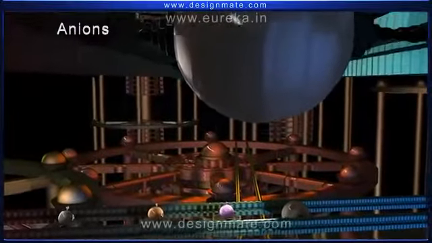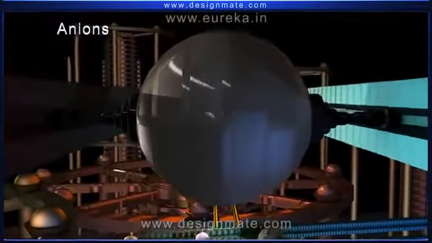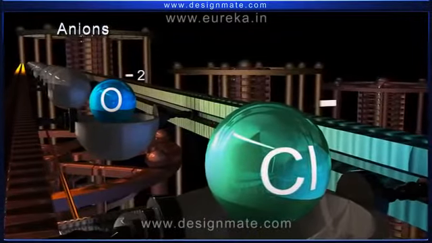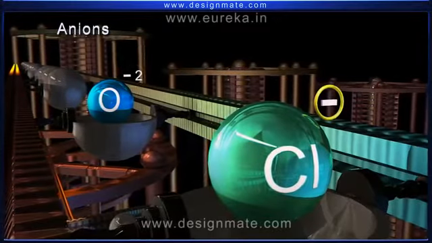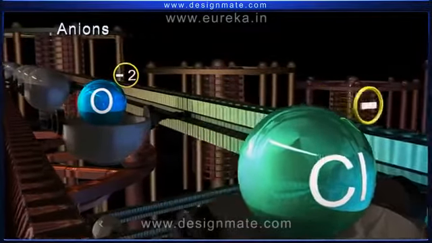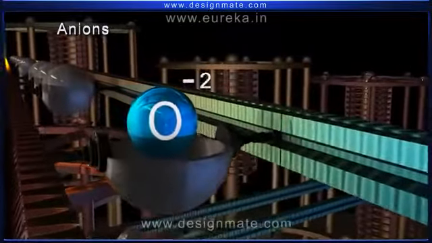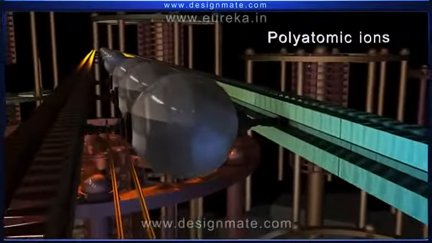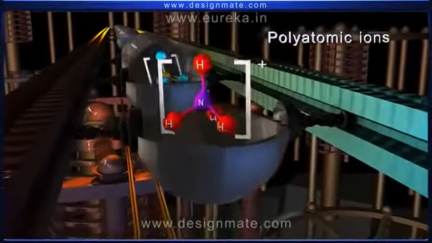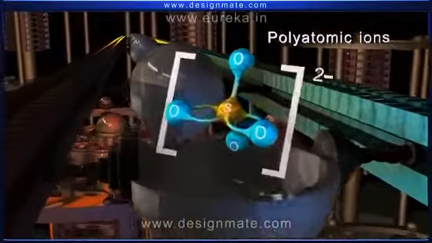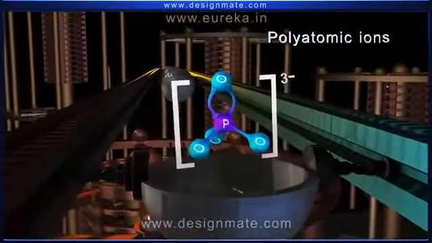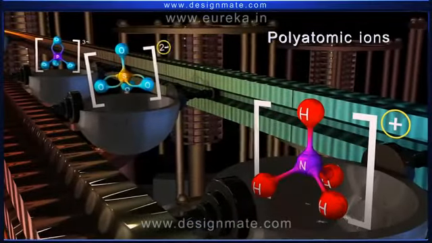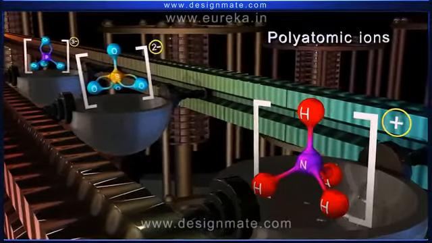The species carrying negative charges are called anions. The examples of anions are Cl-, O2-, etc., showing valencies of -1 and -2, respectively. Moreover, there exists a group of atoms carrying a charge known as a polyatomic ion. For example, NH4+, SO42-, PO43-, etc. They show valencies of +1, -2, and -3, respectively.